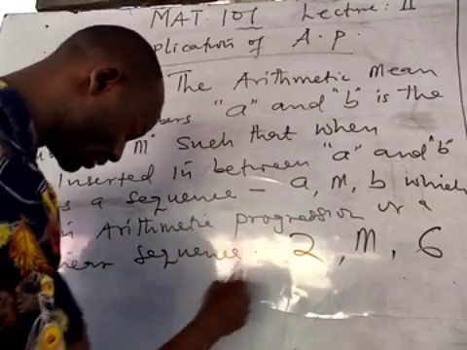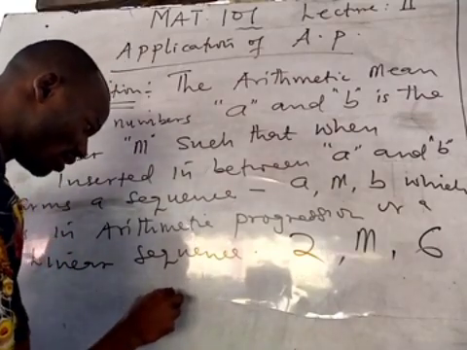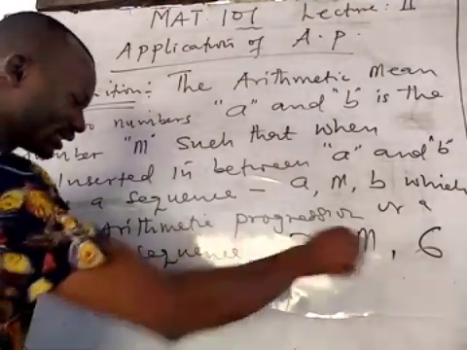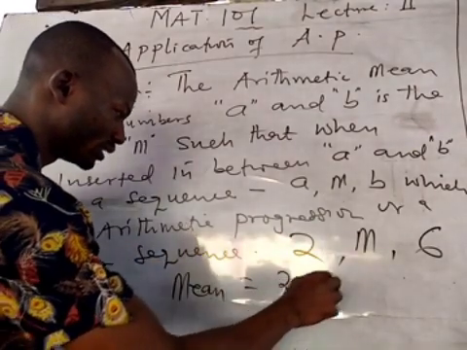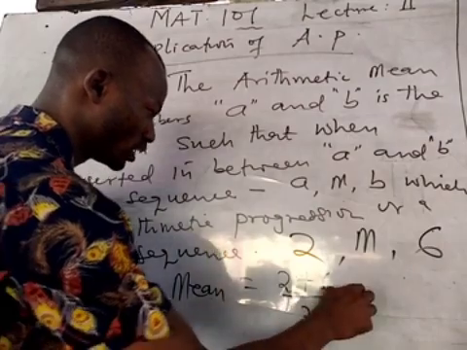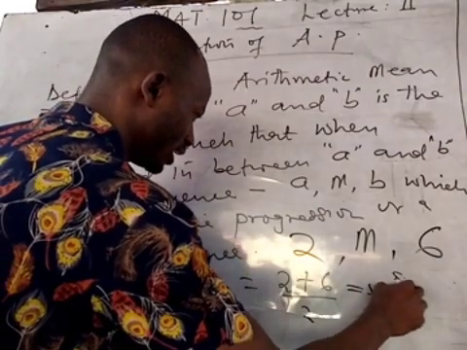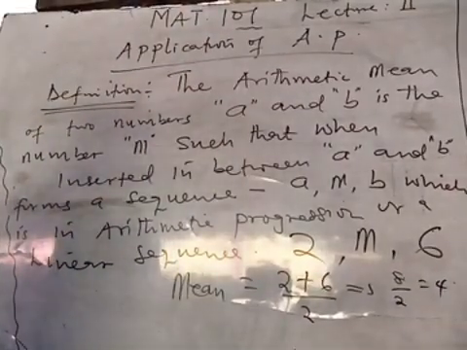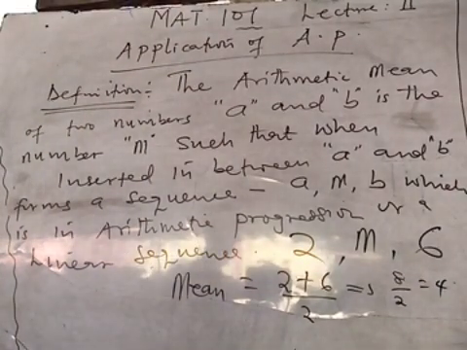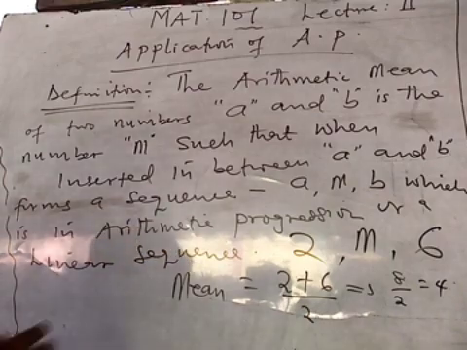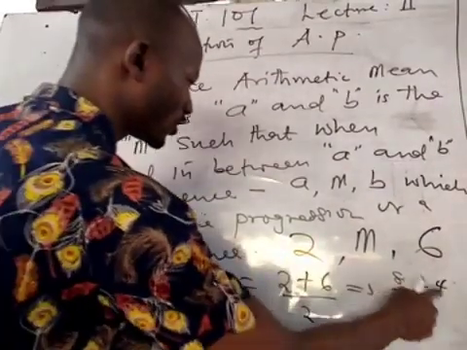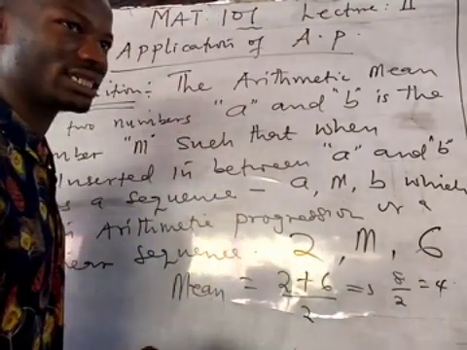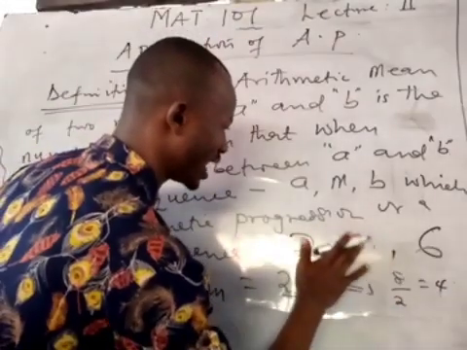Of course, I know that from the elementary stage, we know that the mean of 2 and 6 is equal to 2 plus 6 over 2. That will simply give us 8 over 2, which is equal to 4. So what it then means is that when I insert 4 in between 2 and 6, I am going to form a sequence in AP. Okay, let me now replace this my m now.